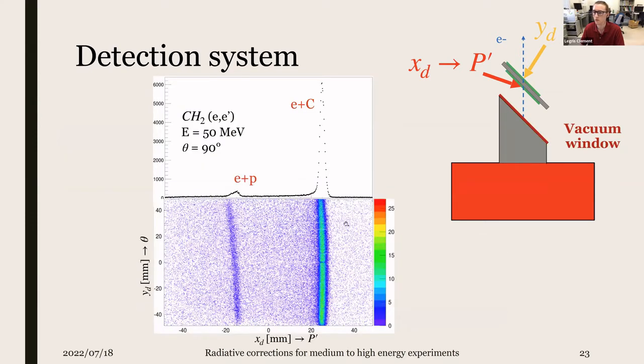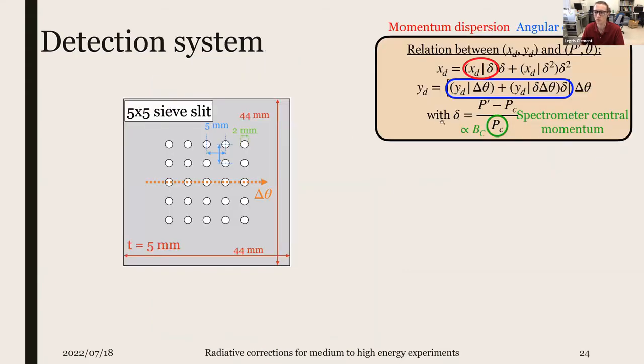And this is one kind of result that we obtained during an experiment. You can clearly see the carbon scattering peak and the proton scattering peaks. And if you project along an axis, you obtain this kind of result. So we had to obtain the relationship between the XY position and the momentum and the scattering angle. The relation between this value delta and X is called the momentum dispersion, and the relation between the Y position and the angle is called the angular dispersion.